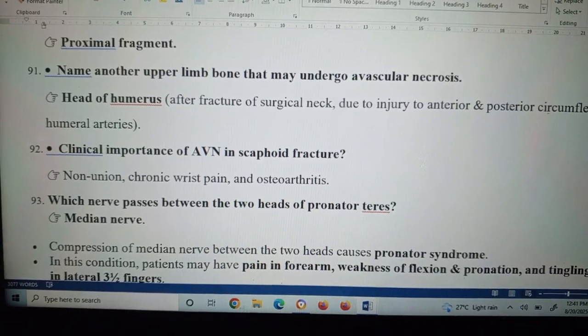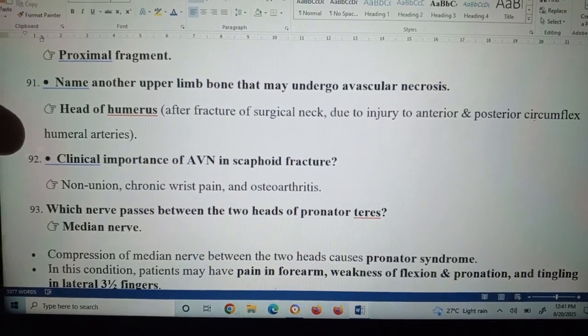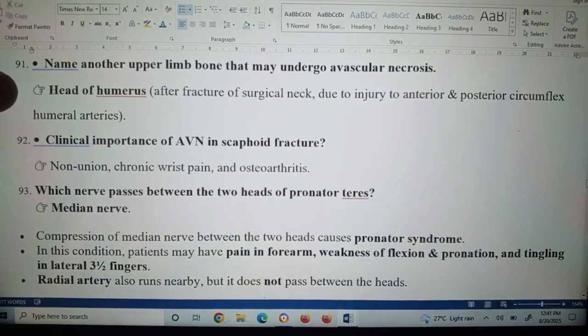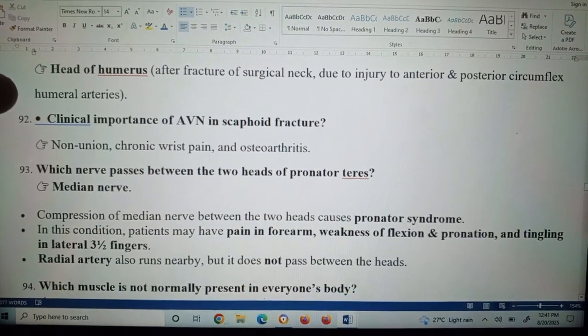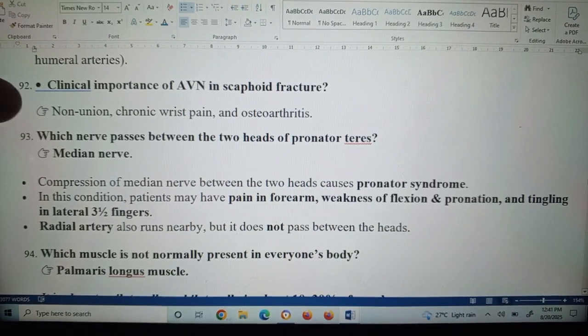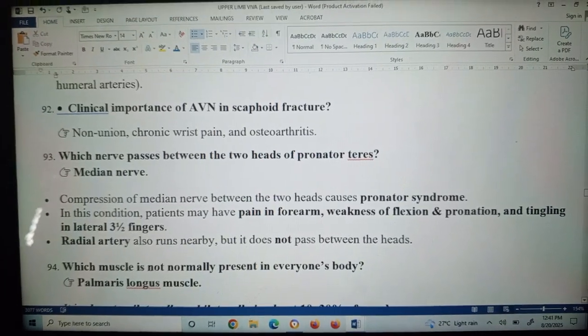Question number 91: name another upper limb bone that may undergo avascular necrosis. That is the head of the humerus, after a fracture of the surgical neck due to injury to the anterior and posterior circumflex humeral artery. The clinical importance of AVN in scaphoid fracture is non-union, chronic wrist pain and osteoarthritis.